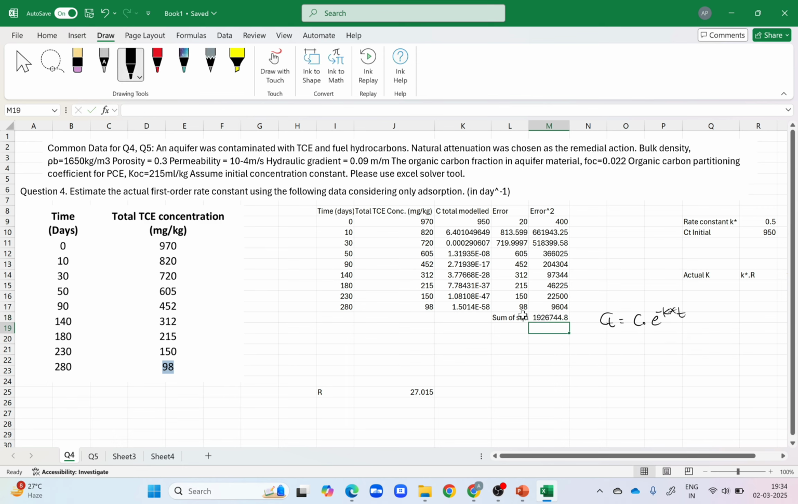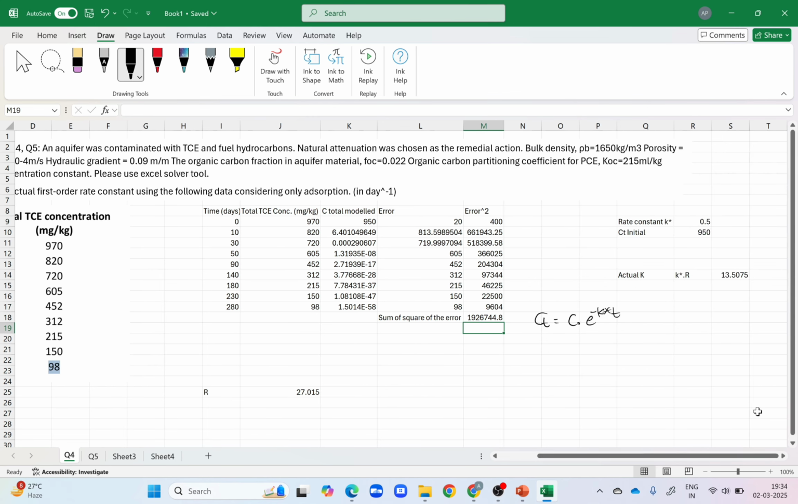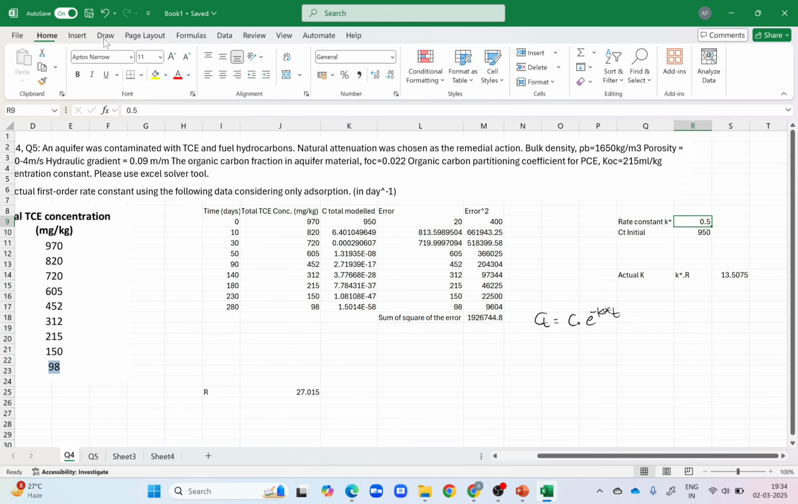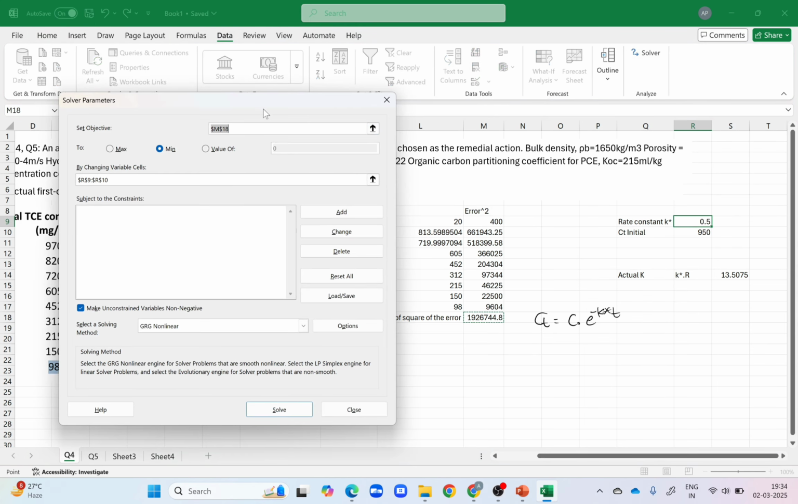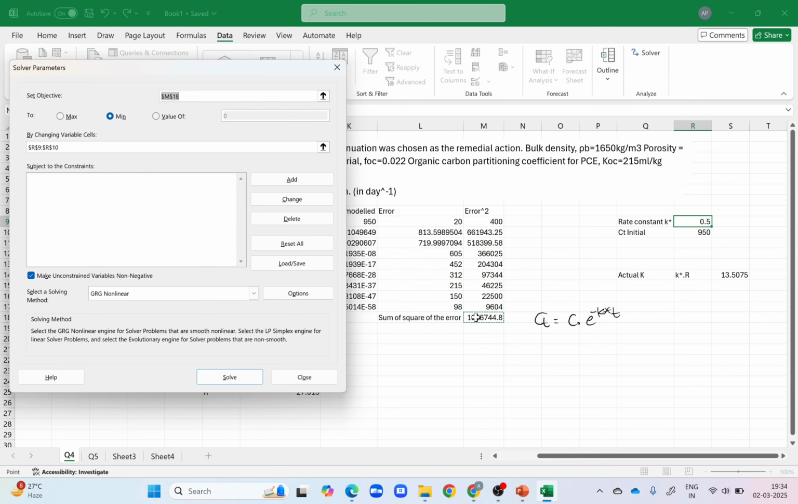Now what we have to do is minimize the sum of the square of the errors using the solver function by changing the rate constant k. So let's go there. We have to go to solver. In the data tab we can see solver. Our objective function here is this. We have to minimize the sum of the square of the errors by changing the variables. We will change both rate constant and C naught. So now next, solve.